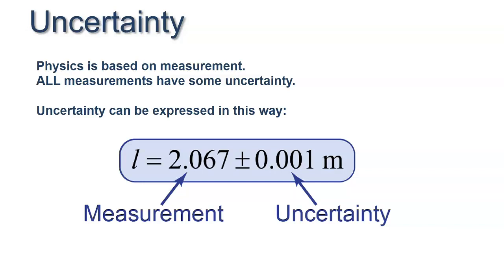Since physics is based on measurement, we know that it's really important to collect data by measuring, but what you may not realize is that all measurements have some degree of uncertainty. And when we express our uncertainty, there's usually a plus or minus, and then this small number behind it, typically. All this is saying is that to this degree right here, we're unsure after that point.